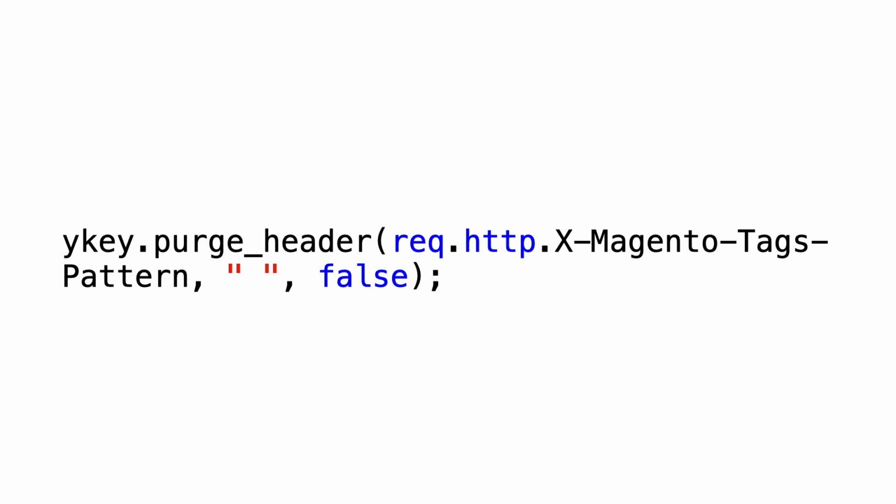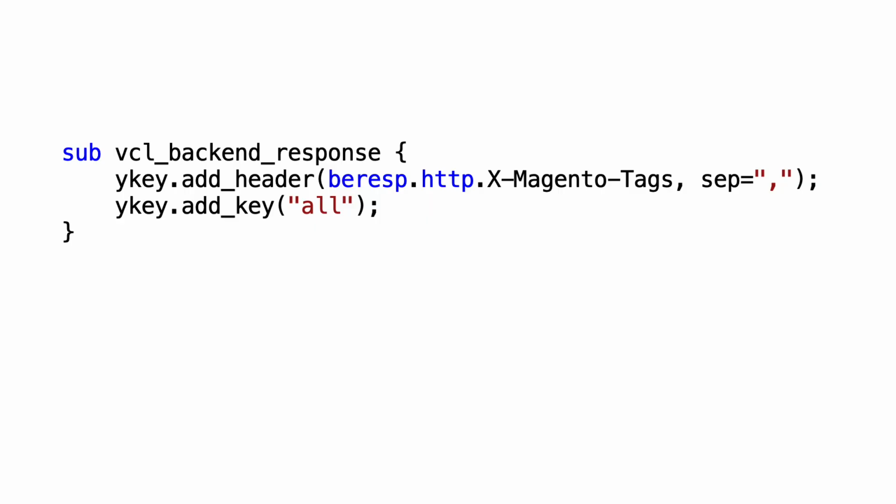While I did keep the X-Magento-Tags-Pattern request header as the source of input, we won't really be using that anymore because it's littered with regular expression syntax. And don't forget, YKey supports actual tags, and you'll need to set them. So in vcl_backend_response, instead of abusing the X-Magento-Tags header as a way of matching it with ban, we're going to use that header and use ykey.add_header to inspect the header and use comma separation to catch the individual tags. And of course, in order to match everything, we'll also specify an explicit key called all, which we can match later on.